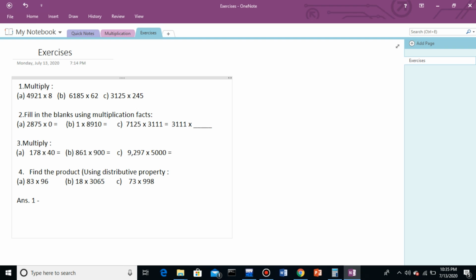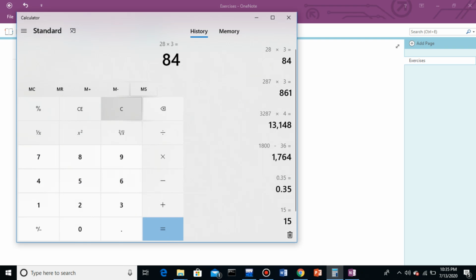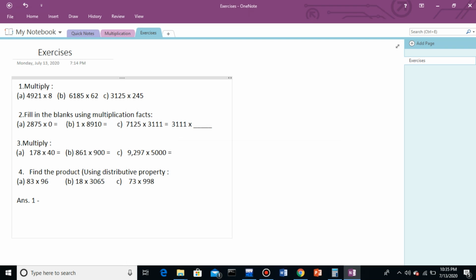Okay, answer 1. If we multiply, let's see in the calculator what the answer of 4921 into 8 will be. Okay, now the answer is 39,368. So what will we type as the answer? We got the answer 39,368.